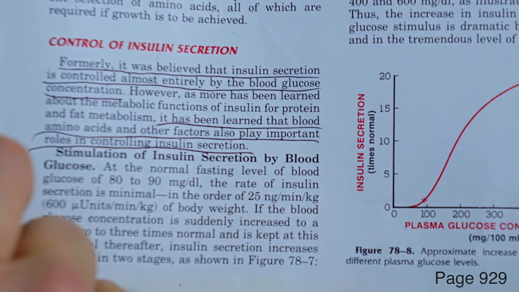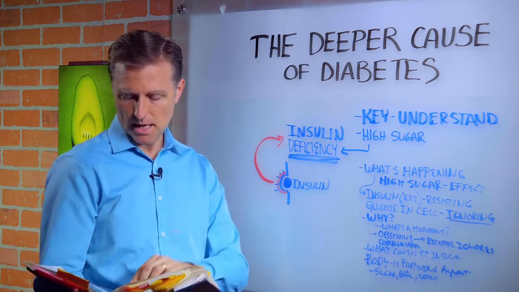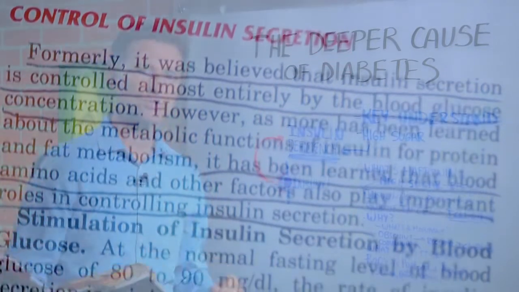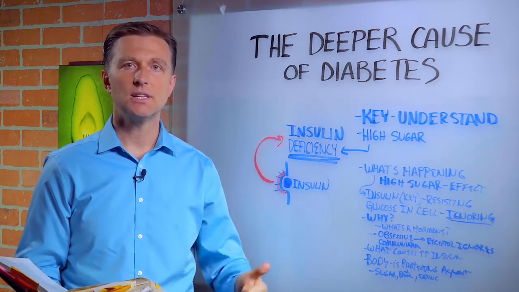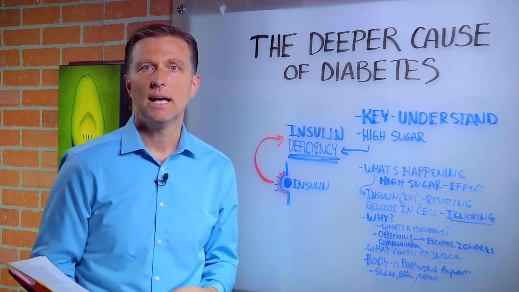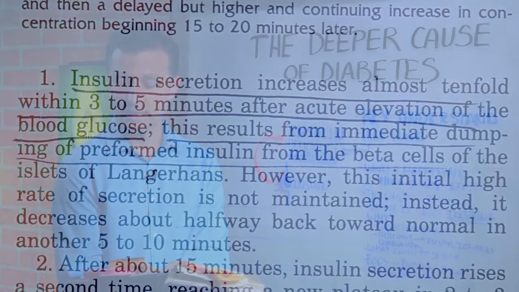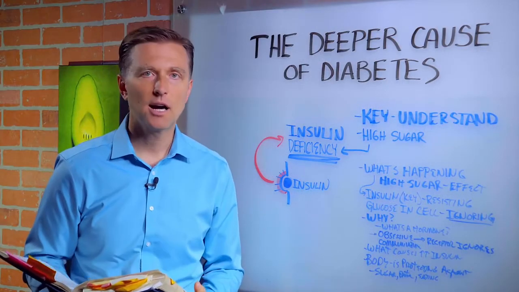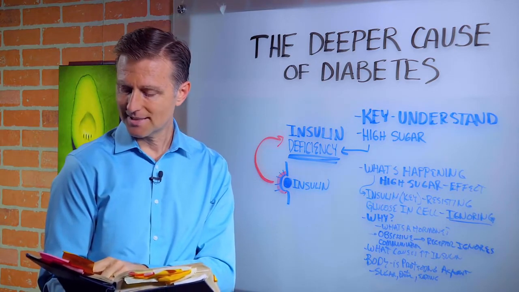Control of insulin secretion. So we want to know what controls or what triggers insulin to go up. What raises insulin, right? First thing it says, formerly it was believed that insulin secretion is controlled almost entirely by blood glucose concentration. Okay? So we basically had this idea that a raise in insulin was only coming from high glucose in the blood, which is after a carbohydrate meal or too much sugar. So that's one cause right here, because right over here it says insulin secretion increases almost tenfold within 3 to 5 minutes after elevation of blood glucose. So you eat sugar, eat refined carbs, eat carbohydrates in general, you're going to spike insulin, sometimes by tenfold.